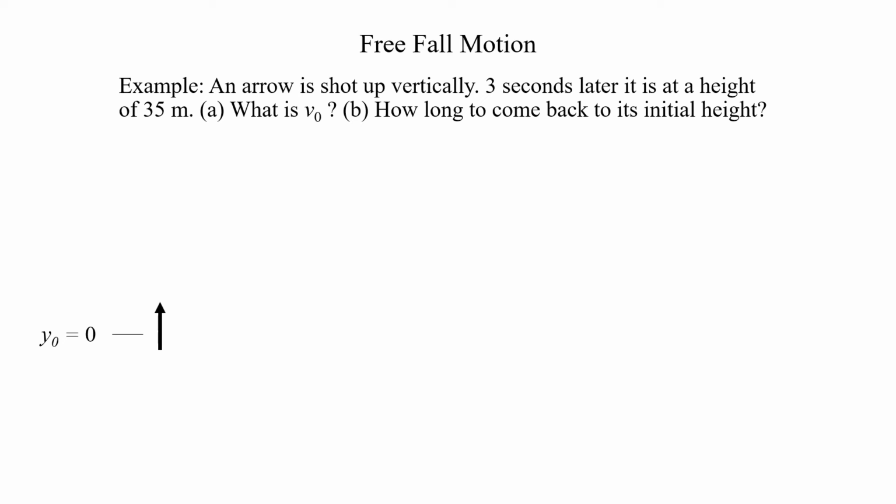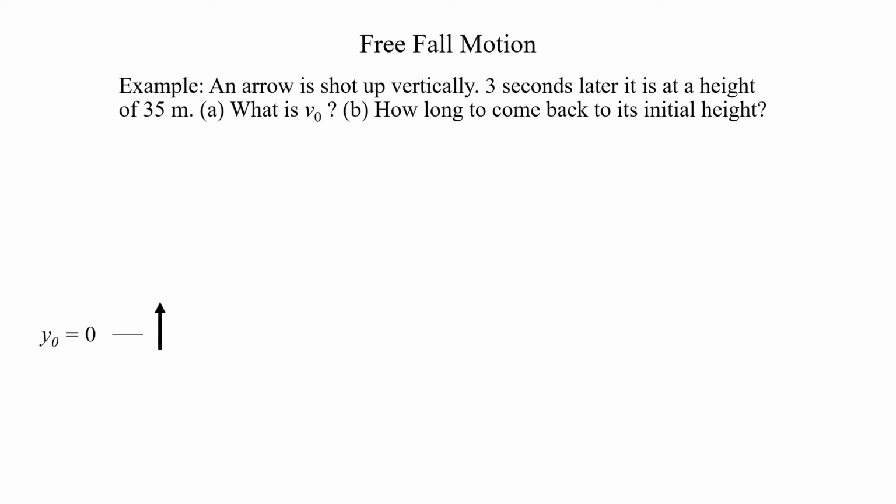Alright, this example. An arrow is shot up vertically. 3 seconds later, it is at a height of 35 meters. Part A, what is the initial velocity? B, how long to come back to its initial height? Okay, so how do we do this?